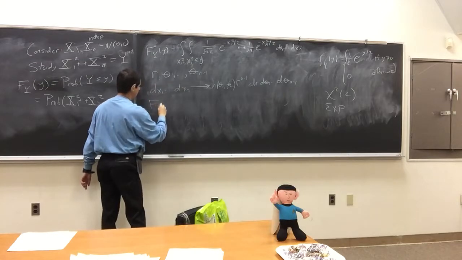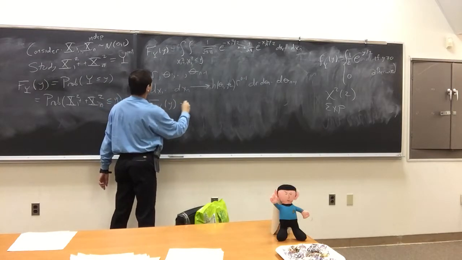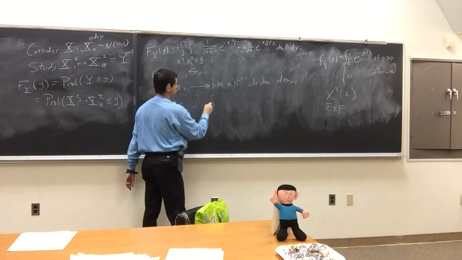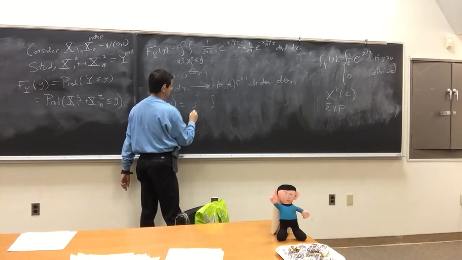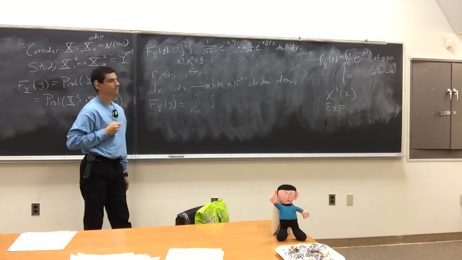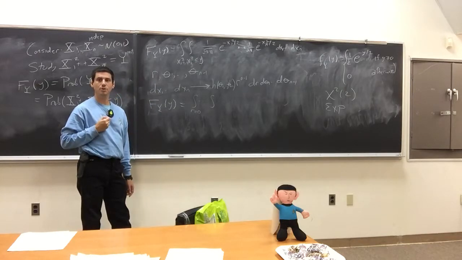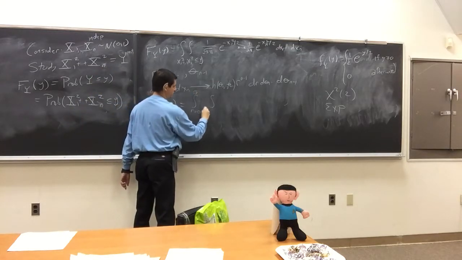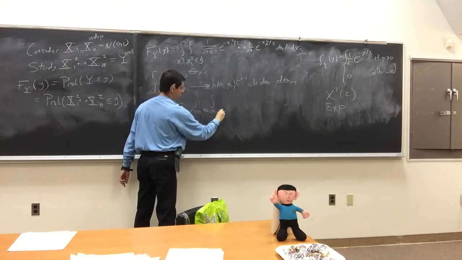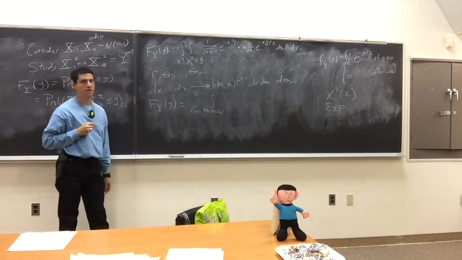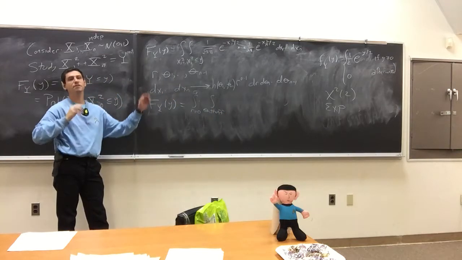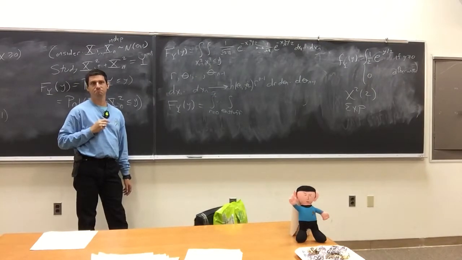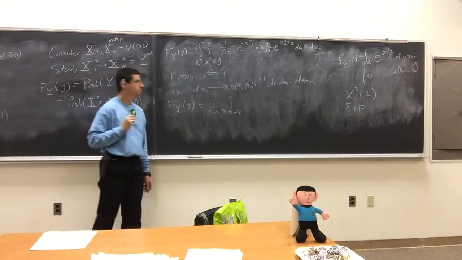So we get f_Y of y is the integral. I'll do it this way. R is going to go from 0 to what? What does my radius go up to? Square root of y. And I've got theta stuff. Something for theta. Okay? I don't really care.